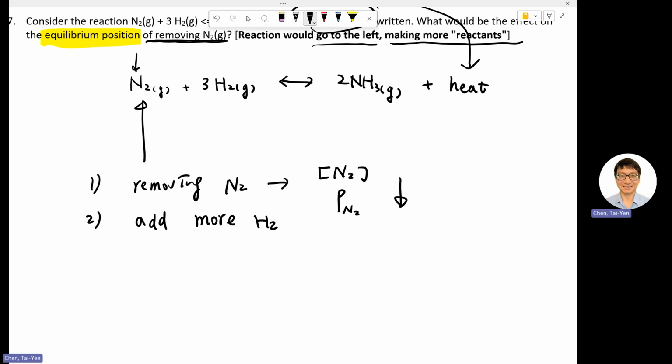Reactant or product side? Product, right? Because right now you increase your reactant, you have too many. You want to decrease the amount, therefore the only thing you can do is move to the product side. This means your H2, or the pressure of your H2, is going to increase. Therefore, you want to move to the product side.